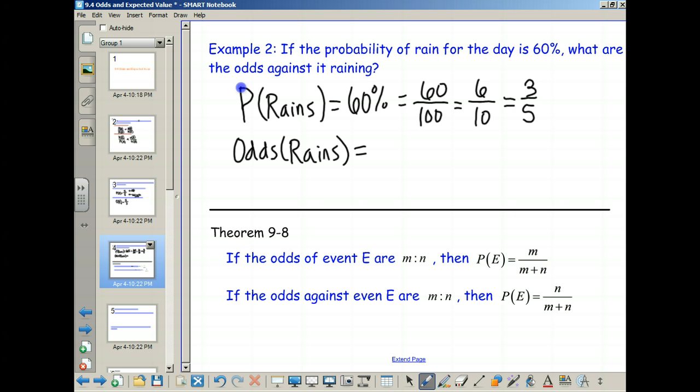So the odds that it rains, well, how do I do that? Sorry, let me write it out the way that we talked about it before. 3 out of 5 is the chance that it rains. What's the chance that it does not rain? 2 out of 5. So what happens when you divide 2/5 by 3/5?